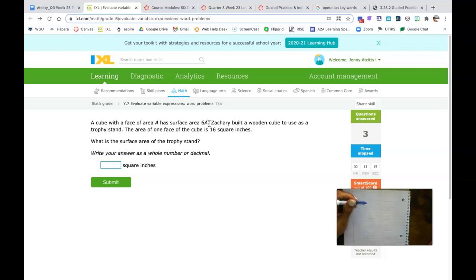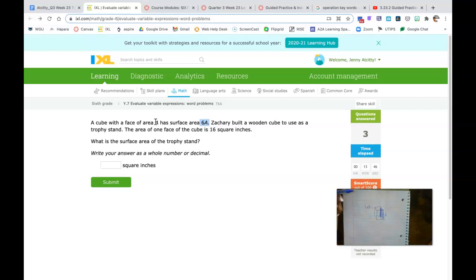So I'm going to start by looking for my expression. My expression that I'm using here is 6 times A. It says that the face of an area is A, so I'm going to draw a model to represent this. Here's my cube, and I'm going to color this side face. This side face is called A.